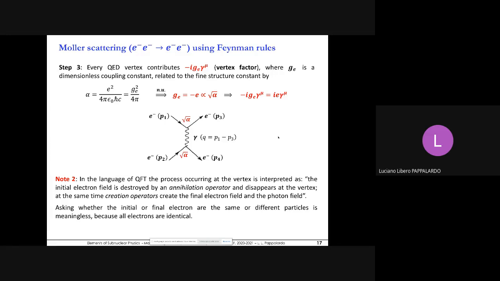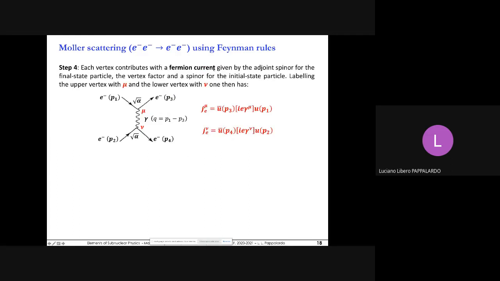Now, we are not done yet. Step 4, each vertex contributes with a fermion current, which you can construct in the usual way. So it's given by the adjoint spinor for the final state particle, in this case ū(p3), the vertex factor in between, and the spinor for the initial state particle, p1 or p2 at the bottom. And it is also convenient to label the two vertices as mu and nu, so that you can use the proper Lorentz index in the two vertex factors.